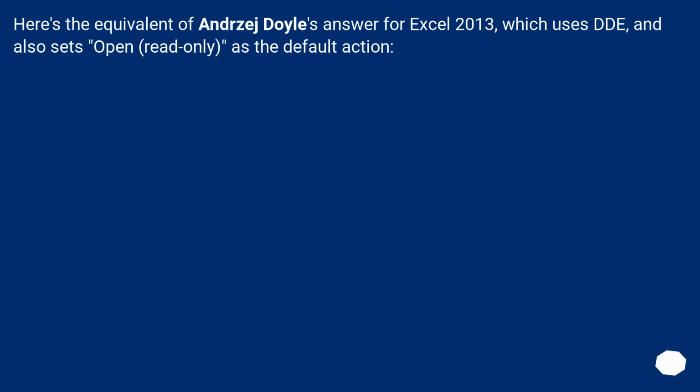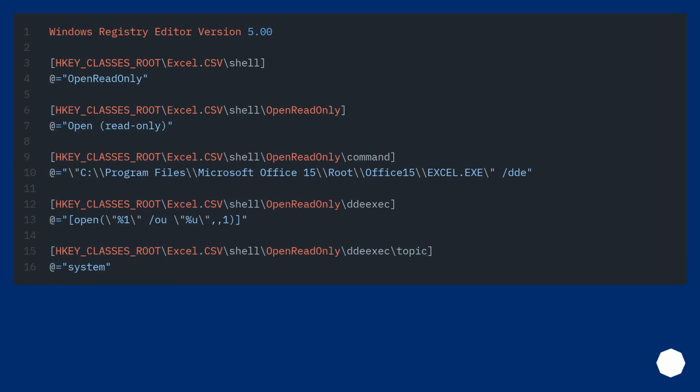Here's the equivalent of Andrzej Doyle's answer for Excel 2013, which uses the same approach, and also sets Open Read Only as the default action. Yes, it's the one that makes the file read-only. How obscure!